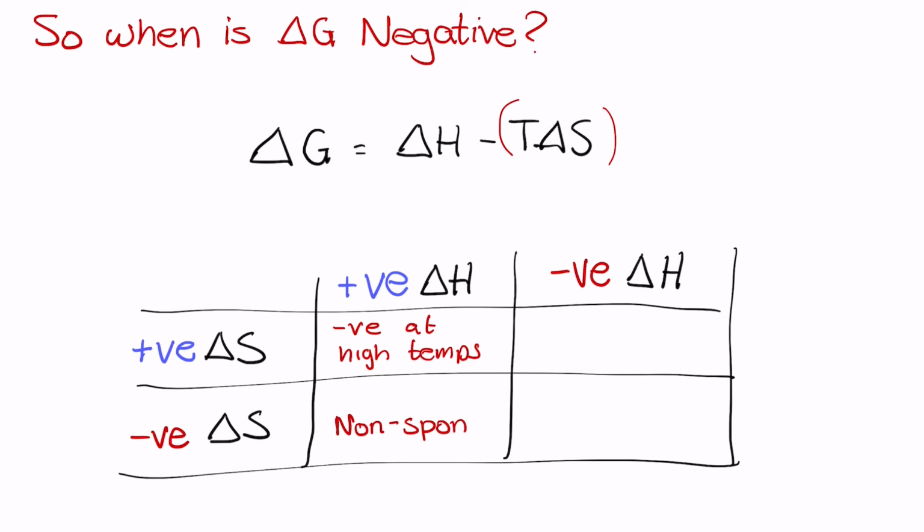When we start getting a loss of heat in the system, or a negative delta H, we can see that if delta H is negative, and we also have a positive entropy, meaning that the disorder is higher, it would be a negative number minus a positive number. So that would create an even greater negative delta G. So in this scenario, we would expect the reaction to be spontaneous.